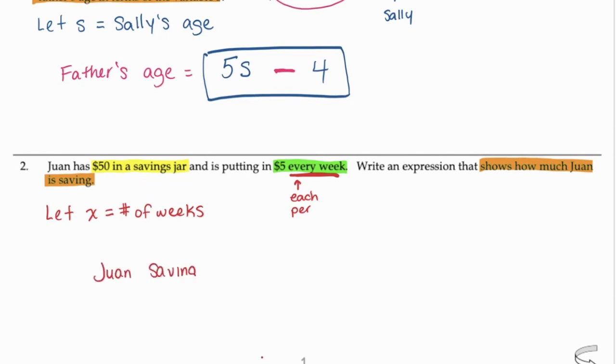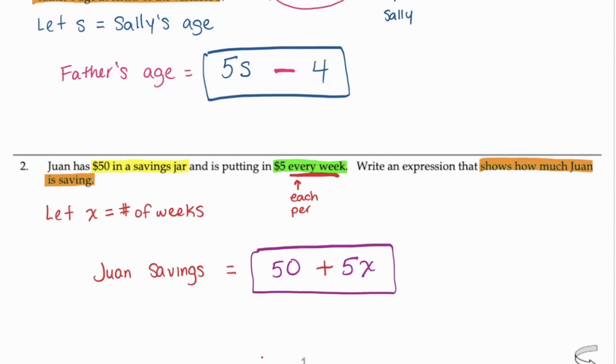Juan equals. All right, so we know that Juan has $50 in his jar. So no matter what, he has $50 in there. And he is putting $5 every week. If he is putting money into the jar, is that $50 going to get smaller or bigger? Am I going to make more money or am I going to lose money? It only makes sense that we're going to be making more money because he's saving. How much is he saving? He is saving $5 every week. So 5 times x. This is my expression.